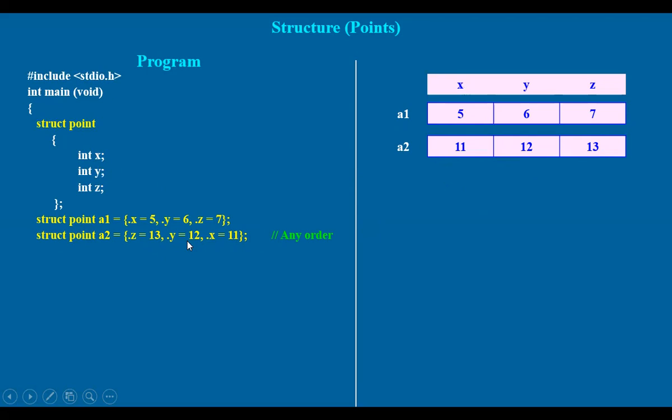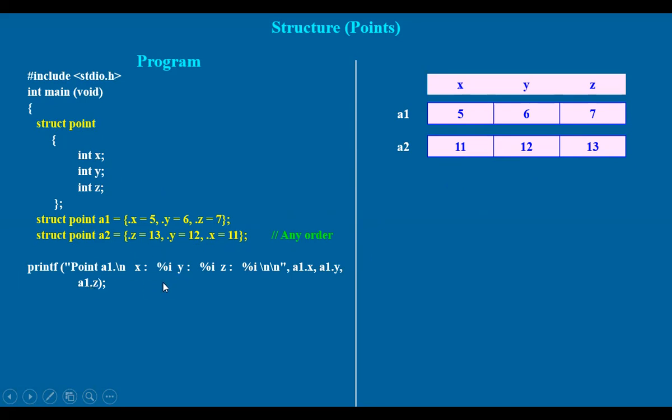Even though you have given it in the beginning, it doesn't matter whether you have given it in the beginning or the end. But without mentioning these names, if you had assigned 13, 12, 11, then it would have been a different story. But in this case, we have mentioned the names of the fields. So this dot Z, dot Y, dot X directly goes to the respective fields only. So you can assign in any order when you are using the name.